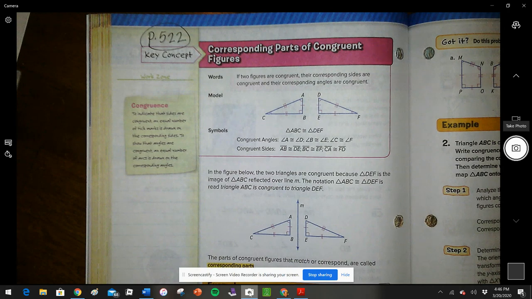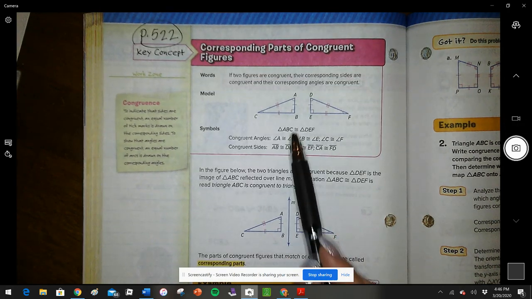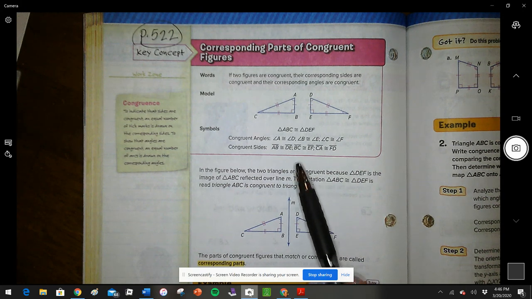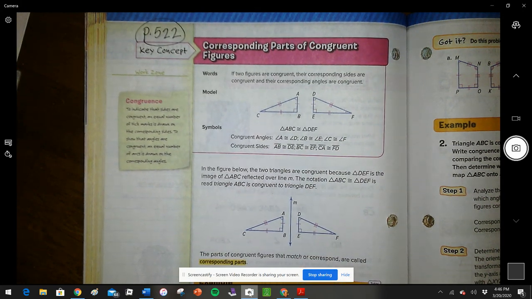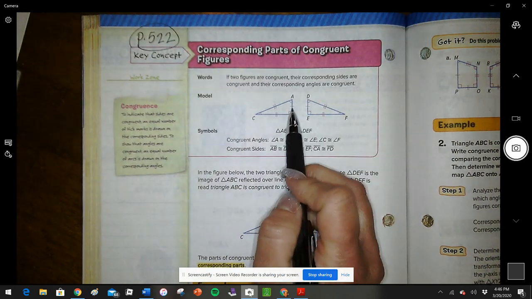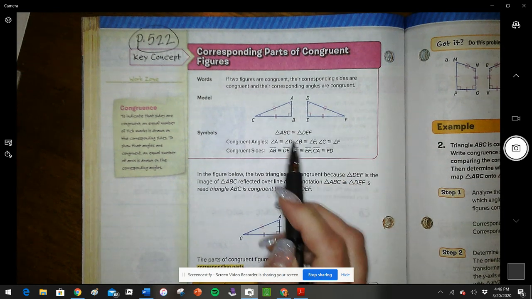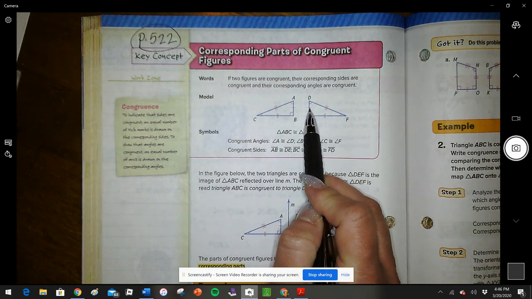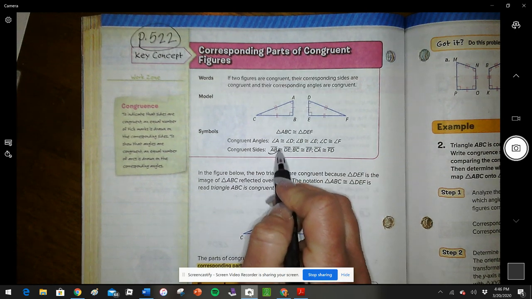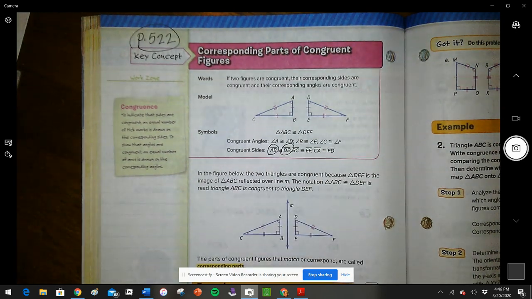Okay. So the first thing I want you to take a look at is this picture, and there are some really weird markings in there. The markings are just showing you the pieces that are matching. And so this little red mark right here, since there's only one little hash mark, and then this side only has one hash mark, then we say that AB is the same as DE. We just matched them together.